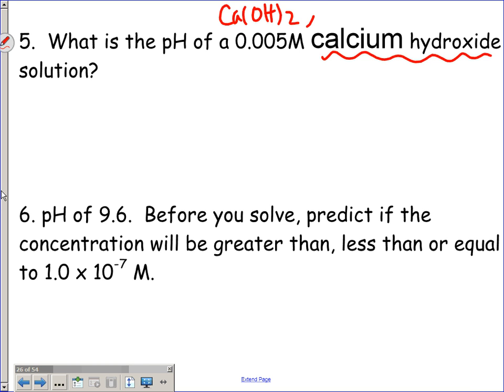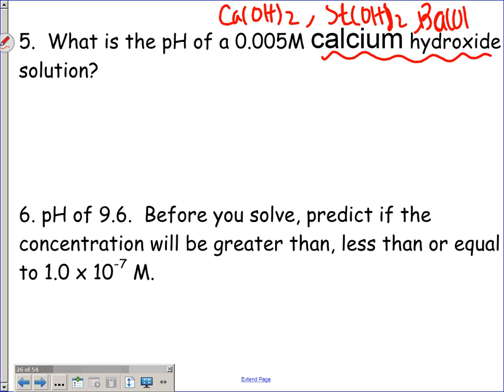Think about your lowercase b. Calcium. Who's right along with that? Magnesium's not one of the strong ones. Strontium hydroxide. And another one just like this. Say again? Barium hydroxide. Okay.